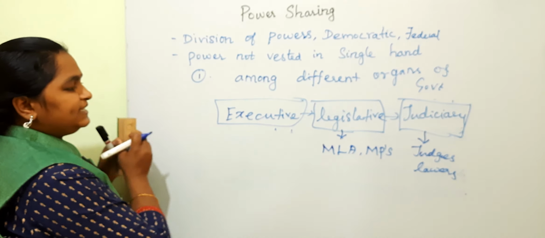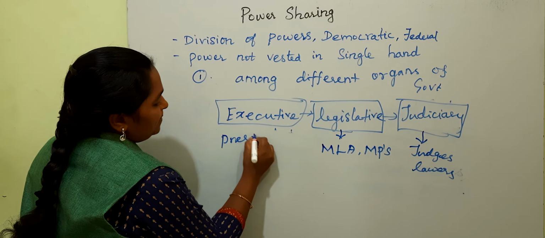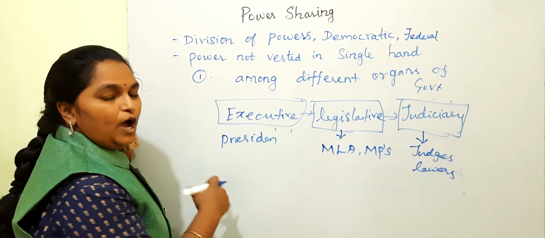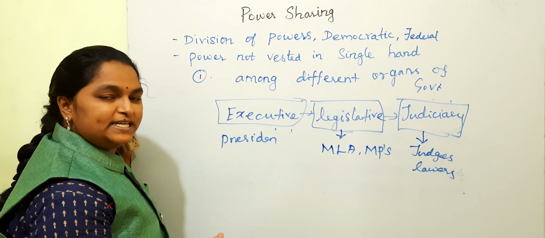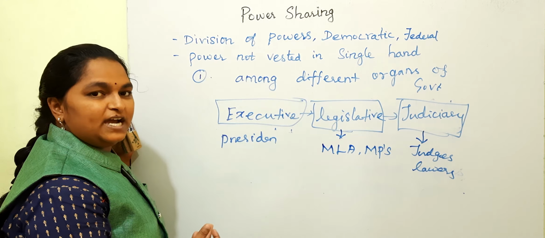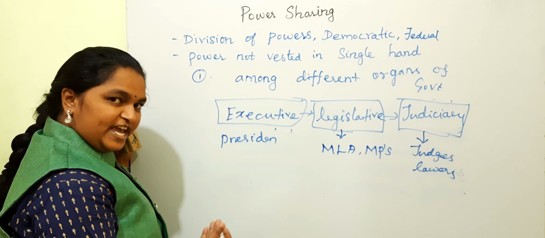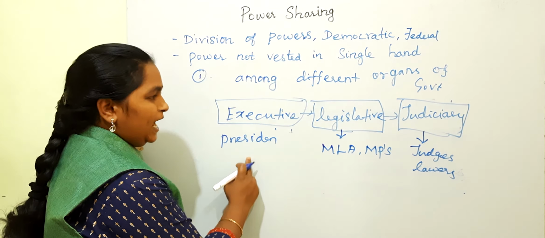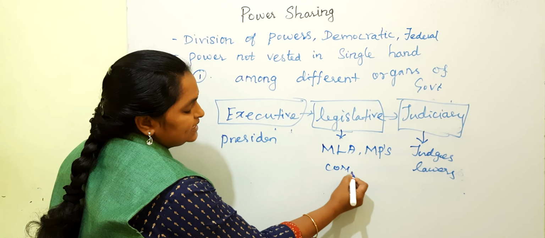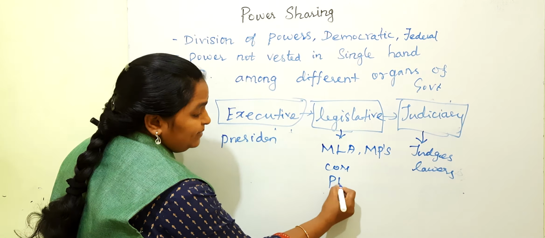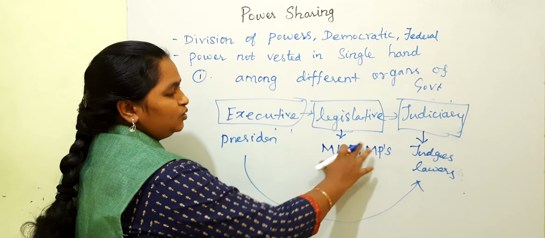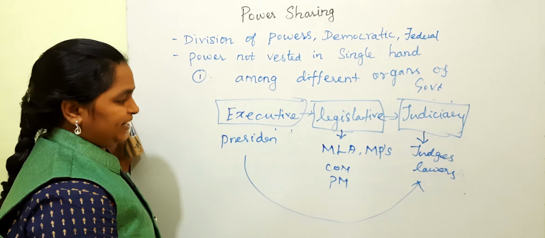In this, the executive is the President. The President is the head of the armed forces. The President only can appoint the Prime Minister, the Council of Ministers, the Supreme Court judges, and the Chief Justice of India, the CJI. So the President only appoints these persons. Here, his power goes through the legislative and the judicial.